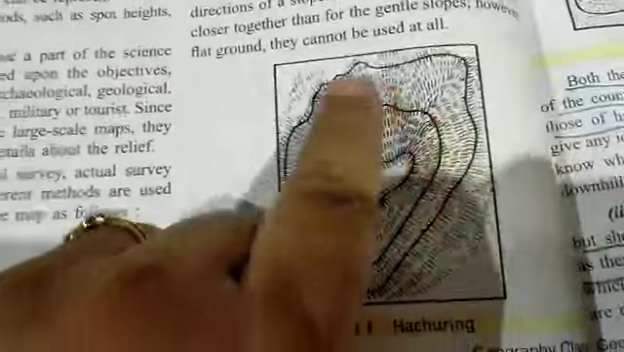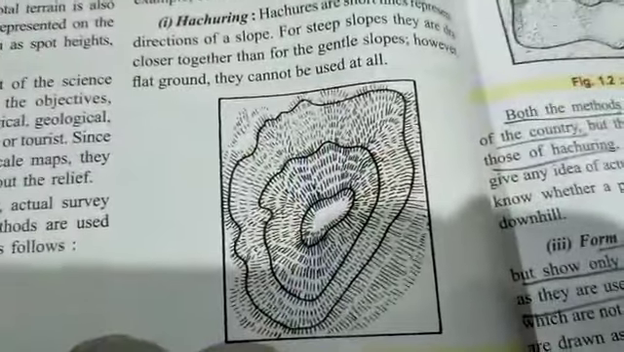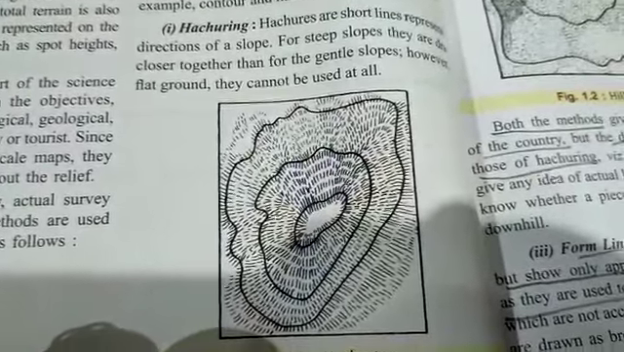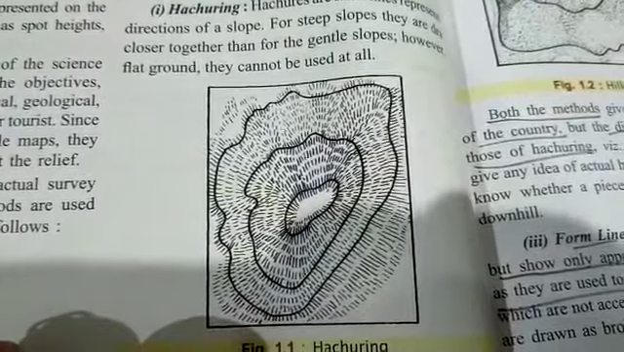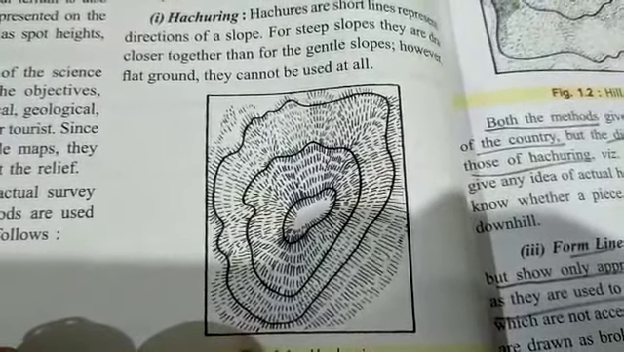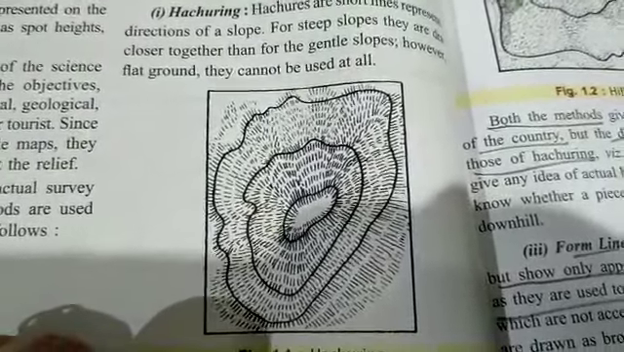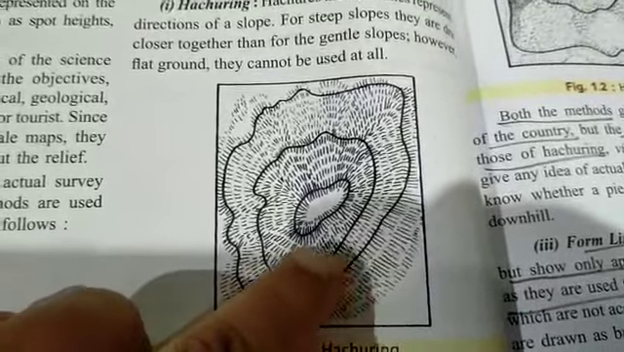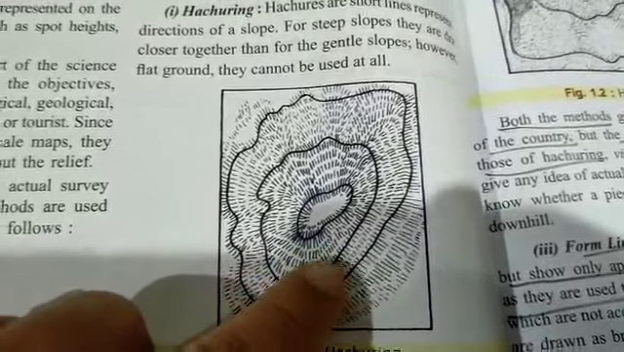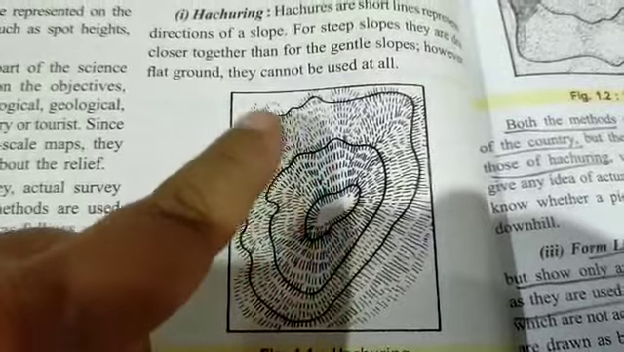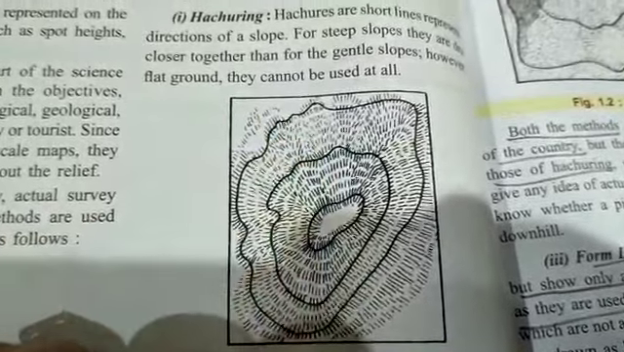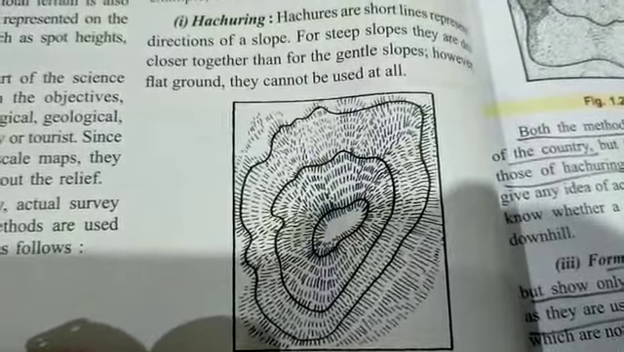Can you see this figure? Yes, this figure is hachuring. Hachuring is represented basically by short lines showing the direction of the slope. For the steep slope, they are marked close to each other, and then the gentle slopes. However, flat ground cannot be shown by them at all.